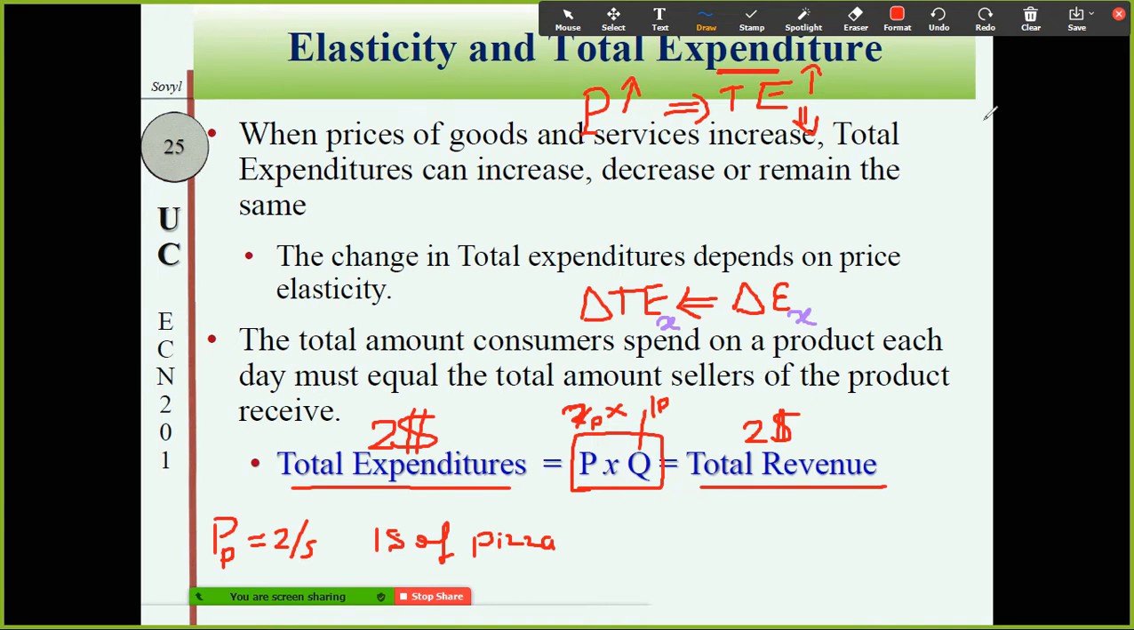Okay, so the total amount of money spent by consumers on products or services must equal the total amount of money received by sellers or suppliers of those products or services.